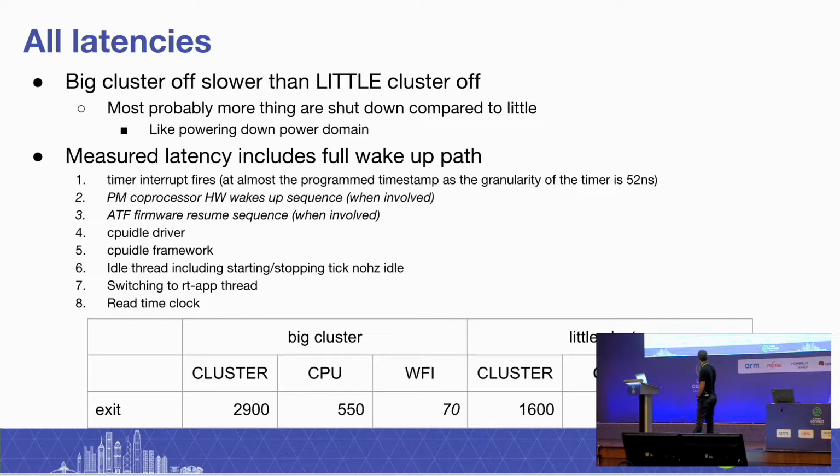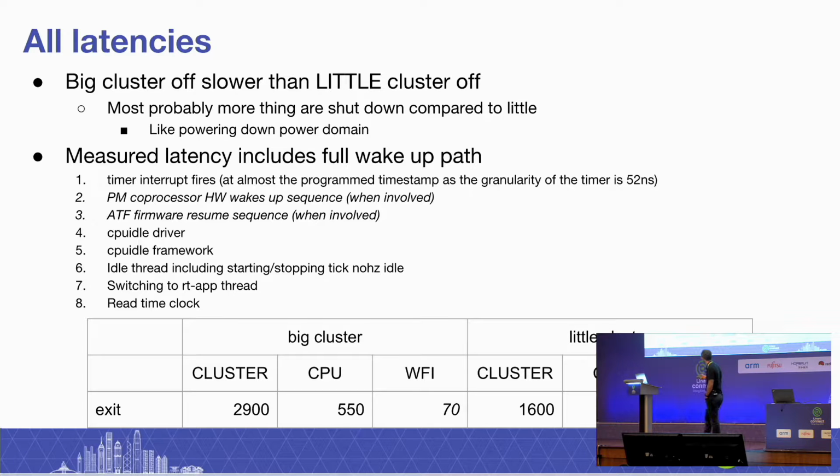So the fact that the little cluster is much faster than the big probably means that more hardware is going down for the big cluster compared to the little cluster. We are doing more things. We can see that for the CPU off state, it's almost the same. And for the WFI, we are a bit lower than 100 microseconds for the big cores and 100 microseconds for the little cores.